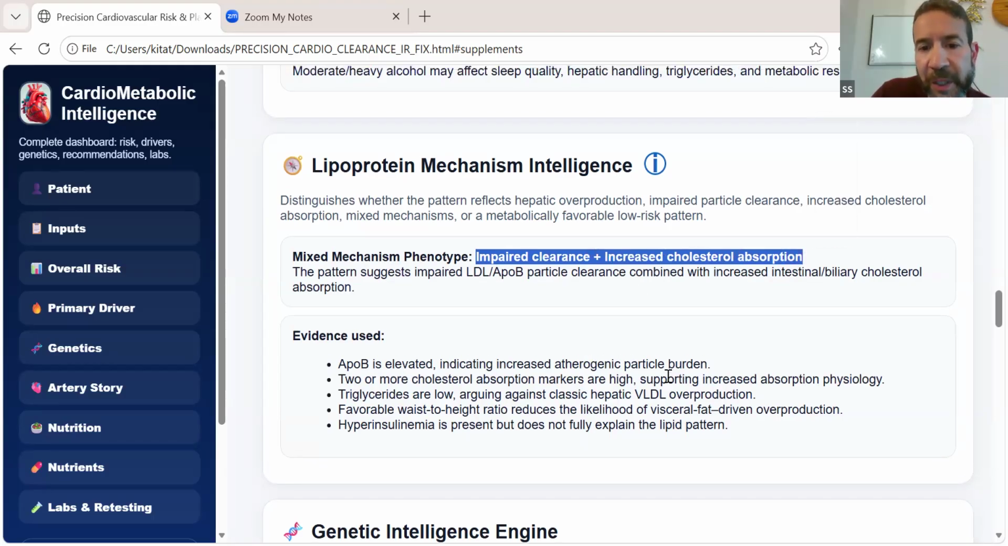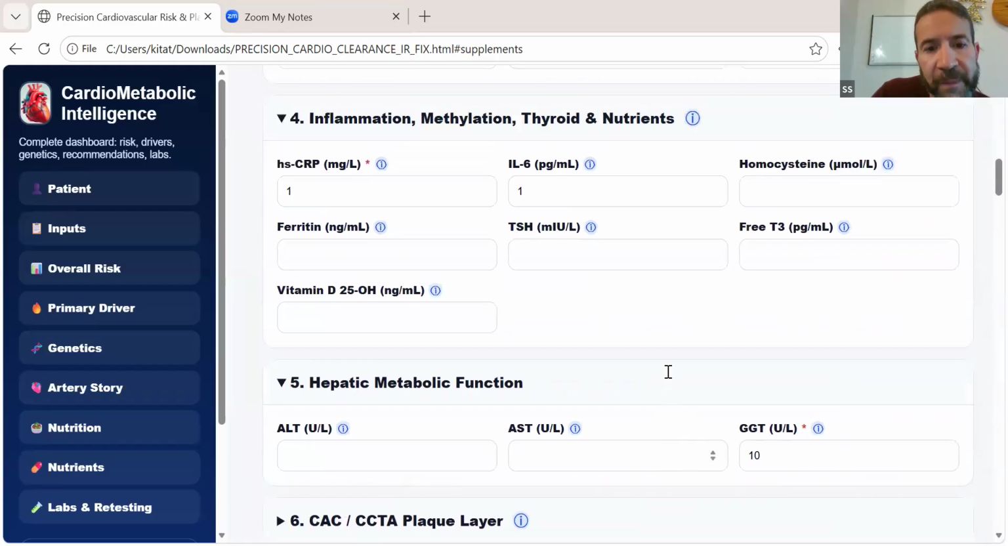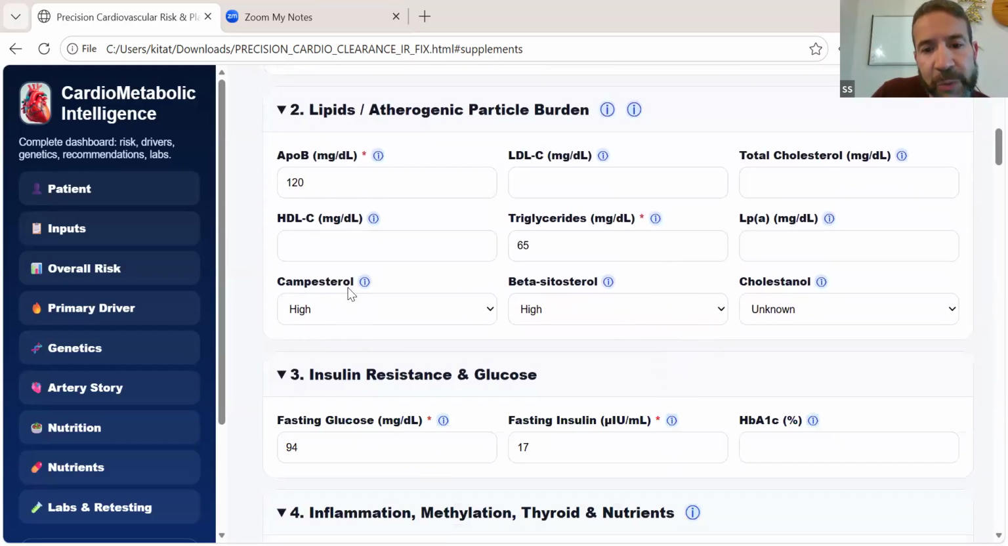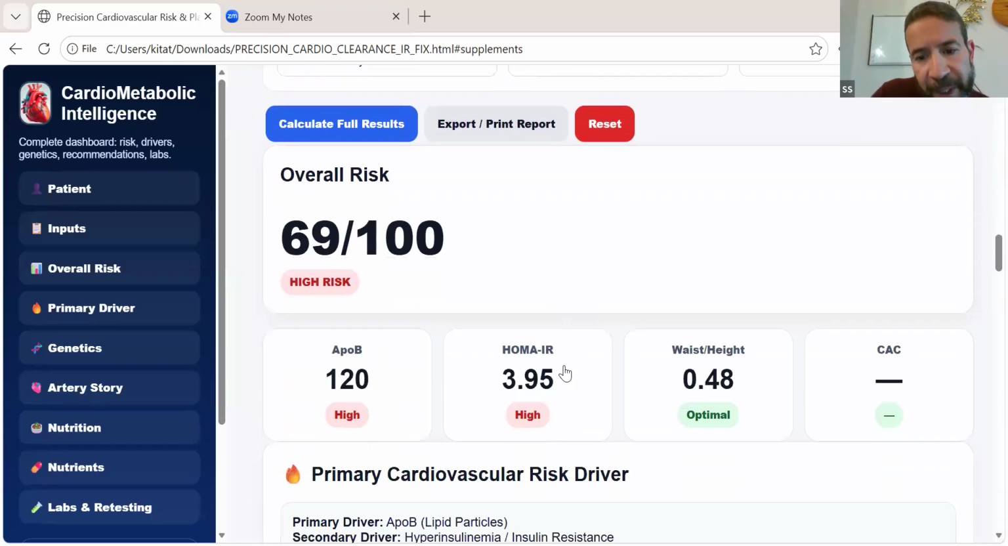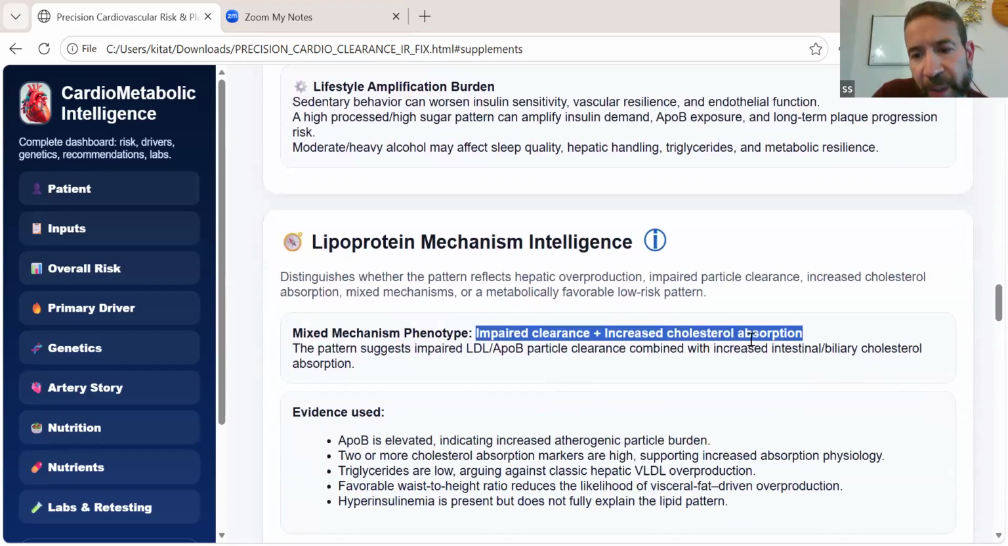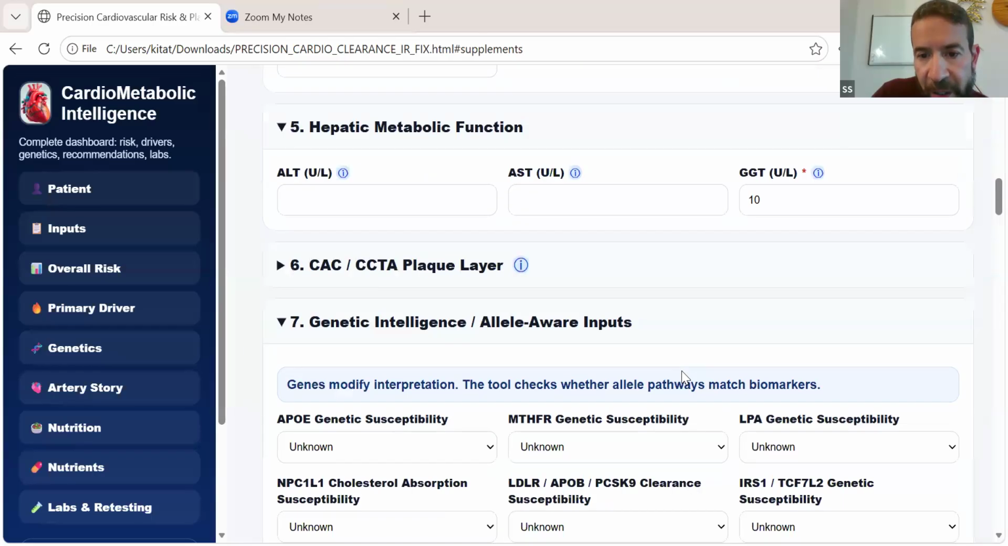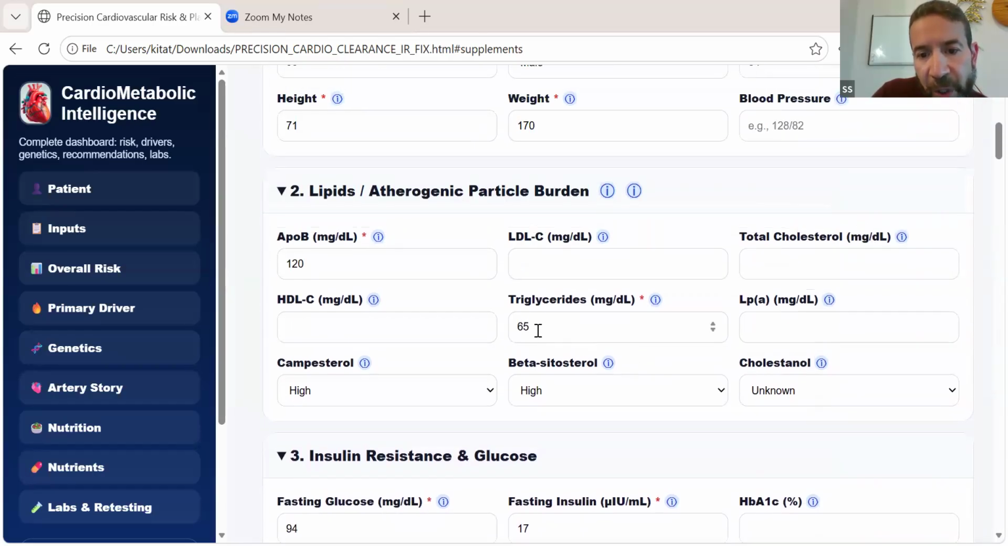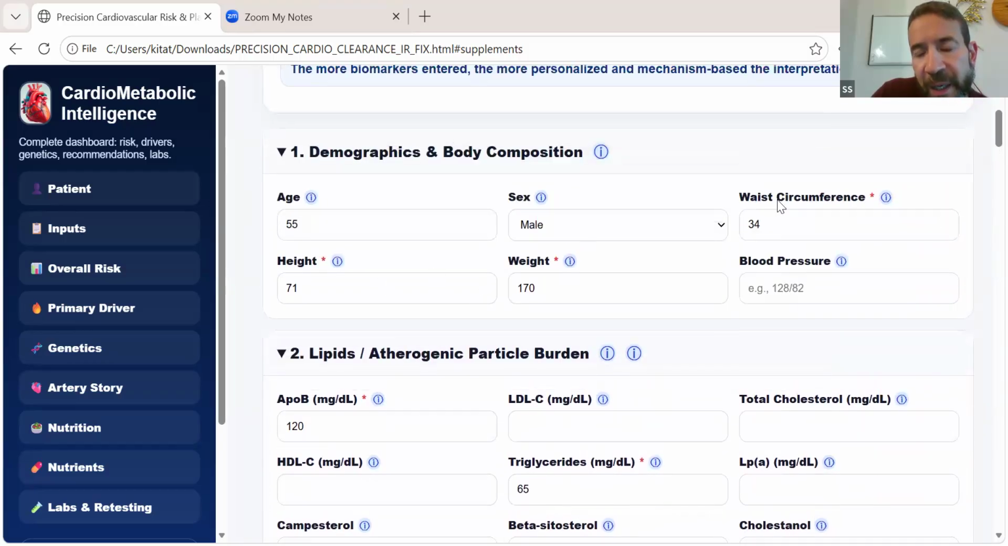And the reason for that is, if you go back up here, you'll see that we picked high cholesterol absorption biomarkers, 2 out of 3. So he got flagged for an absorption issue as well as a clearance issue. Okay, he didn't get flagged for overproduction, and the reason for that is because his TG was low and his waist to height circumference was optimal, okay, which means low central adiposity.